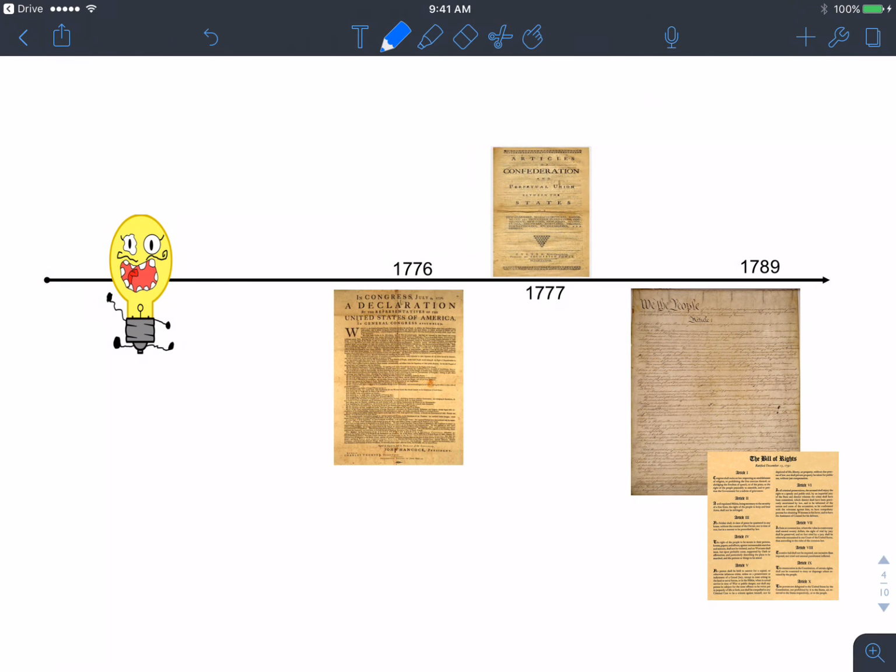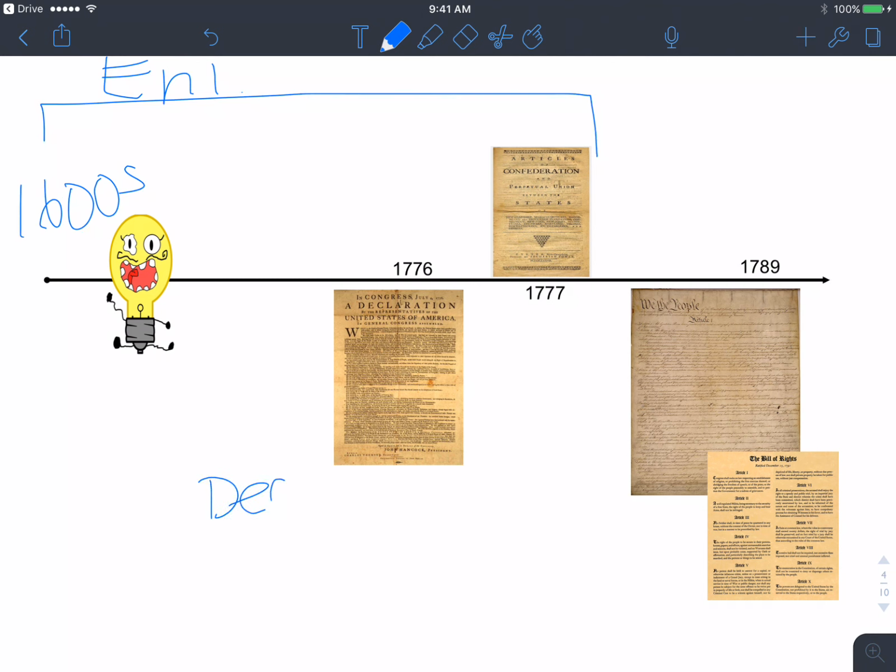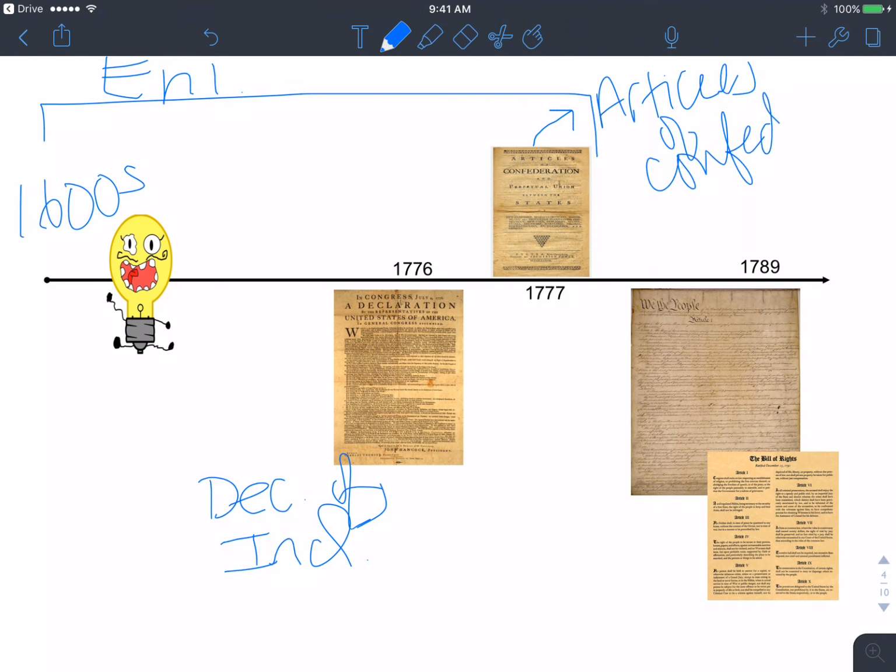So between basically the 1600s right around to the mid-18th century is the Enlightenment period. These ideas are going to influence our Declaration of Independence. Then we have our first form of national government for all of the colonies coming together into a nation, which are the Articles of Confederation. And we'll learn how weak these are.